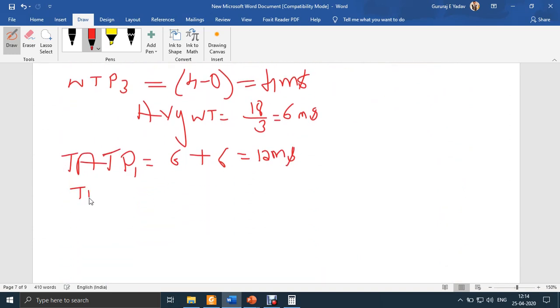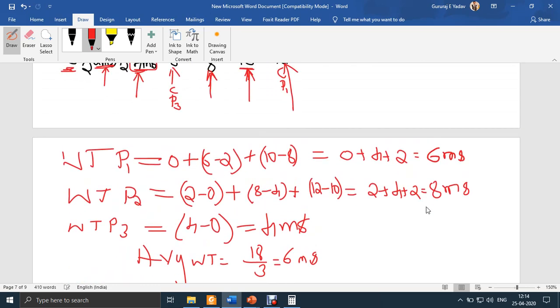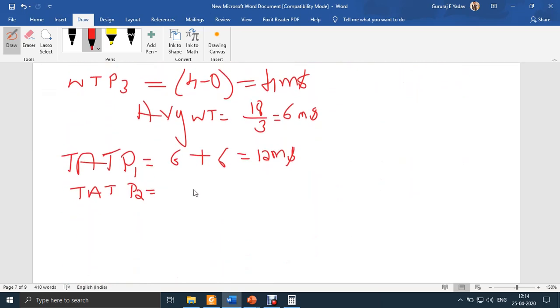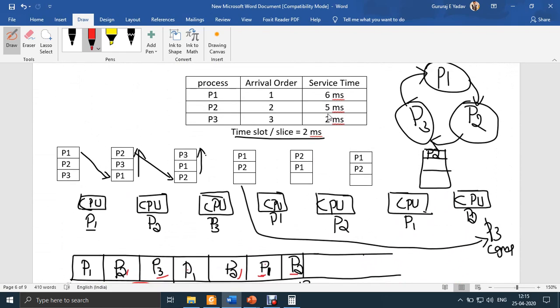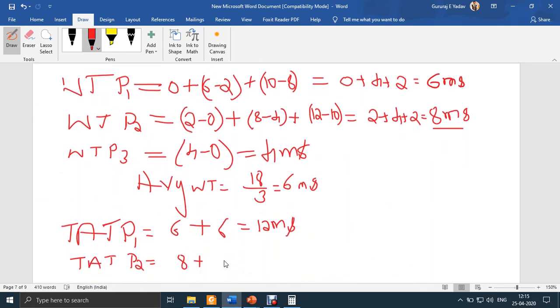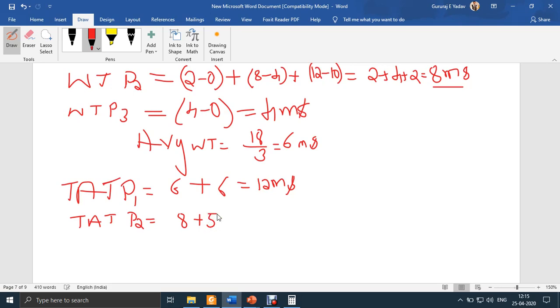Similarly, TAT for P2. So what is the waiting time for P2? You just calculated it, right? So it is, I think, 8. Yes, it is 8. Waiting time for P2 is 8 plus. So what is the service time for P2 or execution time for P2? It is 5 milliseconds. So it is 8 plus 5, which is equal to 13 milliseconds.